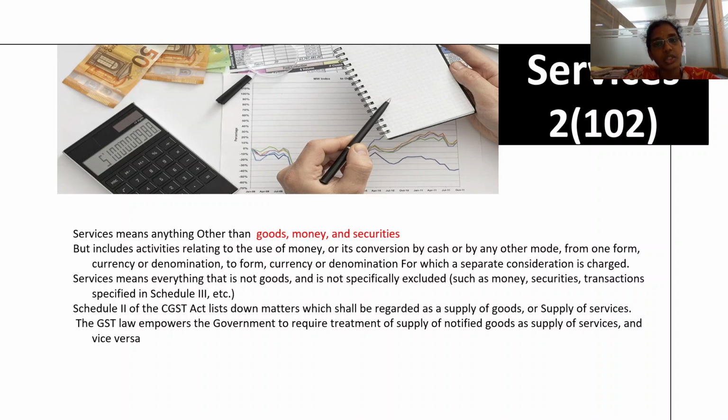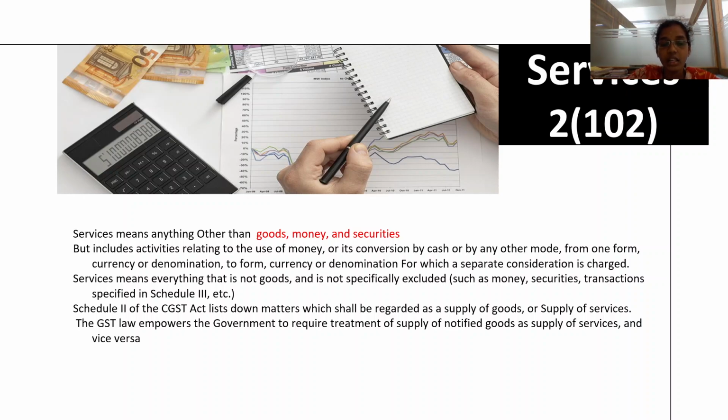This is defined under section 2 subsection 102 of the CGST Act. Service means anything other than goods, money and securities. Now service includes all other things, that is other than goods, money and securities, but includes activities relating to the use of money or its conversion by cash or any other mode from one form to the other, or from one currency to the other, or from one denomination to the other, for which a separate consideration is charged. So in that case, this can be included as service.